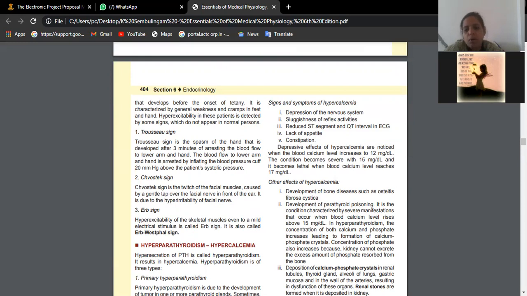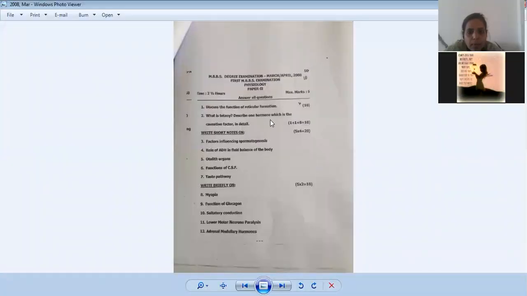So that is all about tetany, and you are supposed to write about this parathormone. Okay, what hormone is responsible, beta? Parathormone. Okay, so you have to write this in detail.